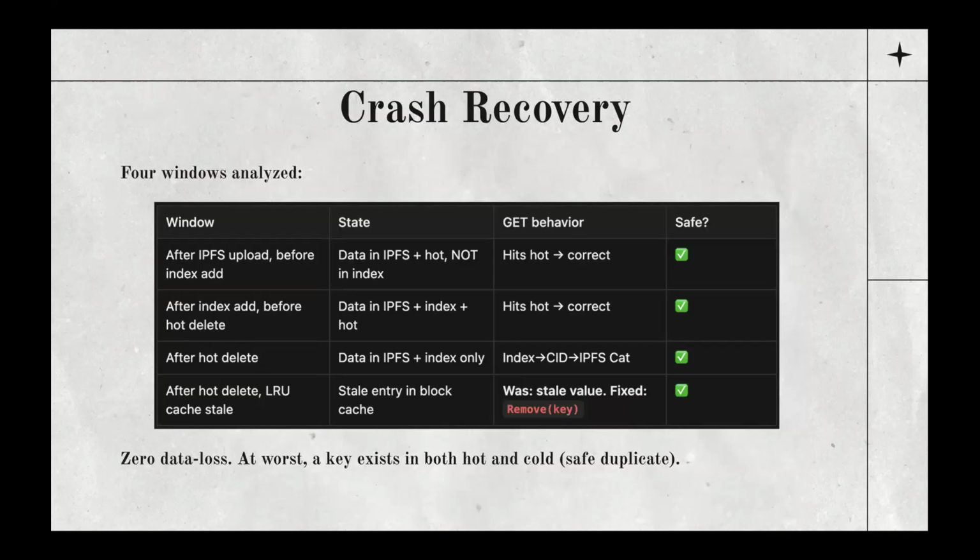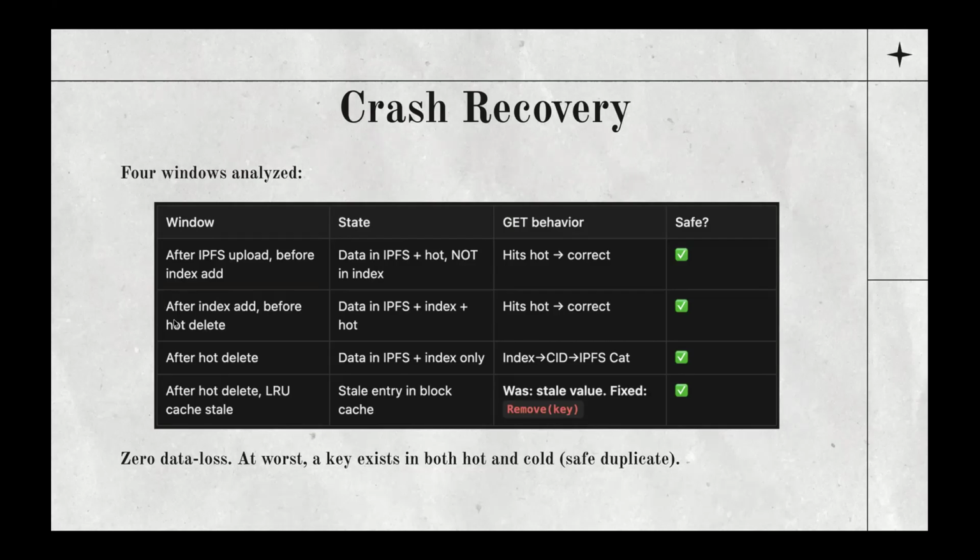So coming to crash recovery, I analyzed 4 crash windows during the migration sequence and verified that in every case, either the key is still readable from the hot storage or is fully accessible via the index and IPFS. So the worst case is a safe duplicate where the key exists in both tiers, such as this case where after the hot delete, if the node crashes, then the data... Oh, sorry.